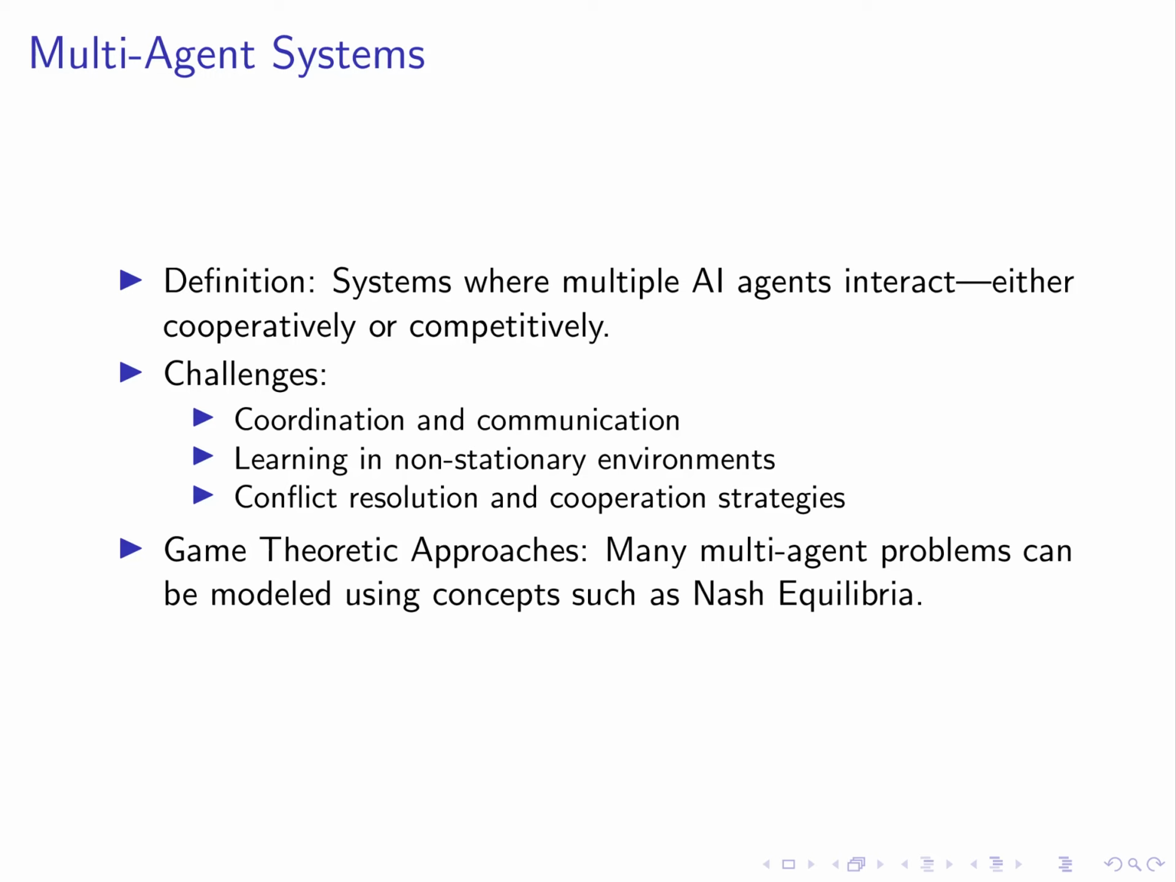As we push the boundaries of AI, it's important to recognize the shift towards multi-agent systems. These systems consist of multiple AI agents that interact with each other, either cooperatively or competitively.